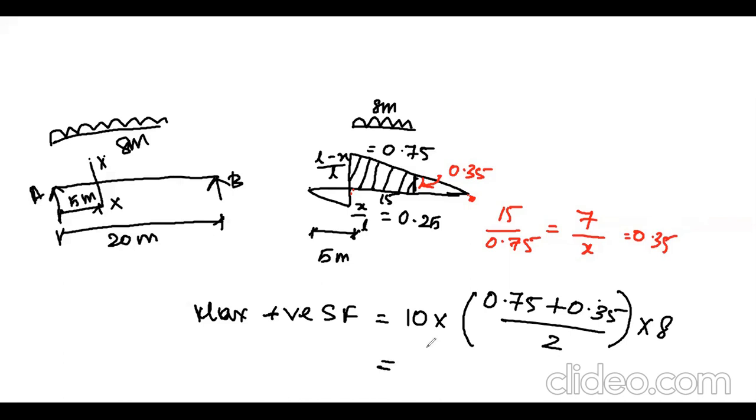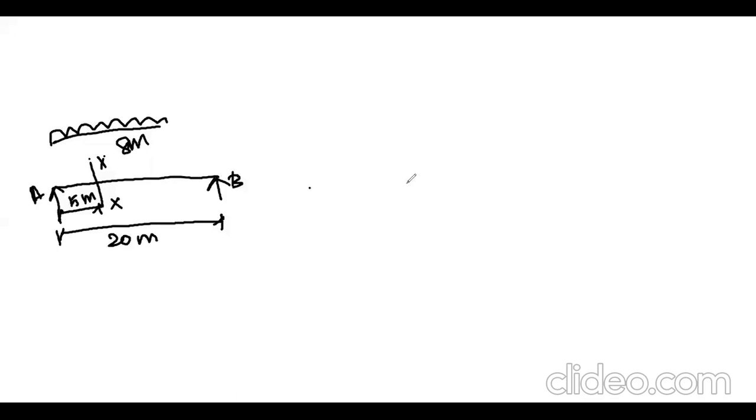Now the value of the positive shear force, based on calculation, will be 40 kilonewton. Okay, the value is 40 kilonewton. Fine. Next, we are going to find the negative shear force value. We are going to find the maximum negative shear force for the given section.